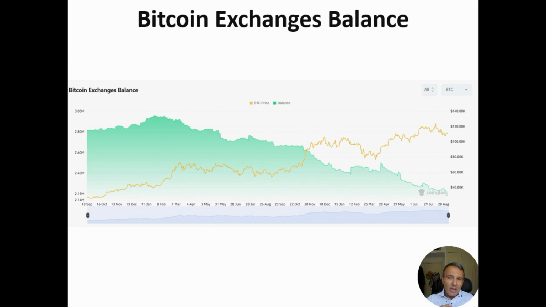You can see that rising balances usually mean that more coins are made available to sell, creating potential downward selling pressure. Whereas falling balances, if you're looking towards the downward direction of this chart, suggest that investors are moving Bitcoin into self-custody, which is a signal of conviction and reduced sell pressure. For portfolio decisions, it is a gauge of supply dynamics and potential market sentiment.